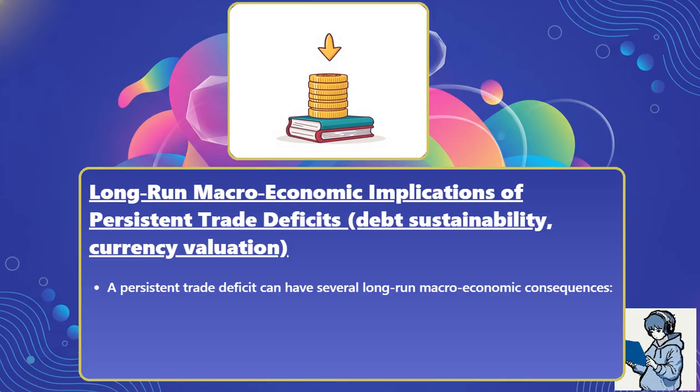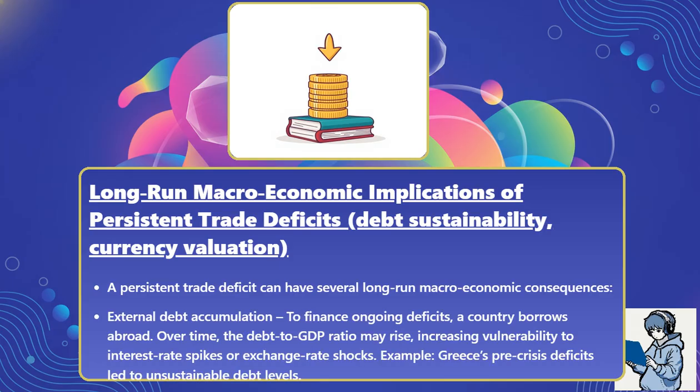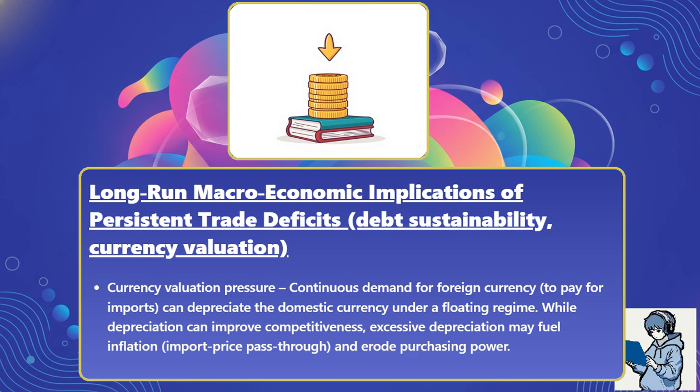A persistent trade deficit can have several long-run macroeconomic consequences. External debt accumulation: to finance ongoing deficits, a country borrows abroad. Over time, the debt-to-GDP ratio may rise, increasing vulnerability to interest rate spikes or exchange rate shocks. Example: Greece's pre-crisis deficits led to unsustainable debt levels. Currency valuation pressure: continuous demand for foreign currency to pay for imports can depreciate the domestic currency under a floating regime.